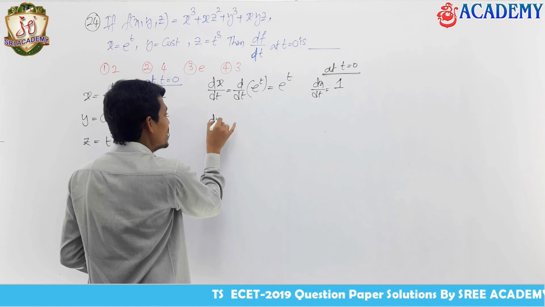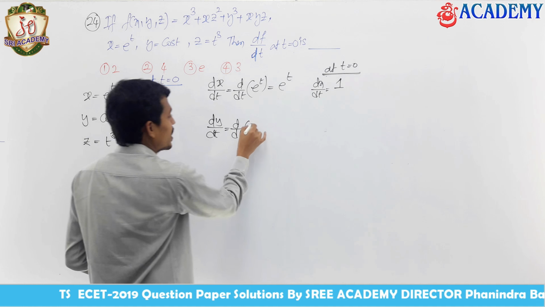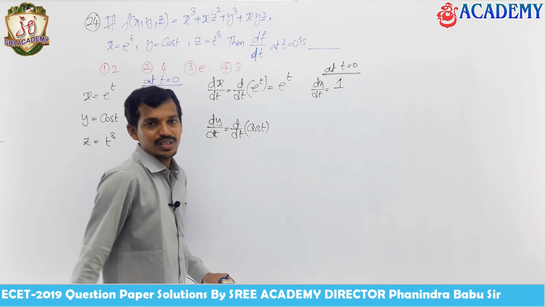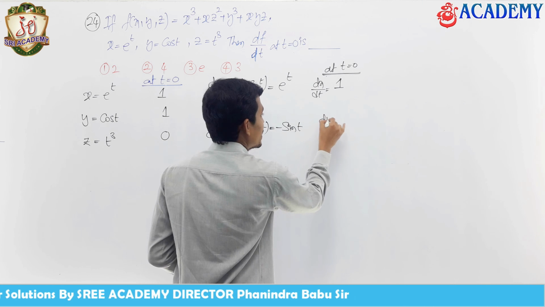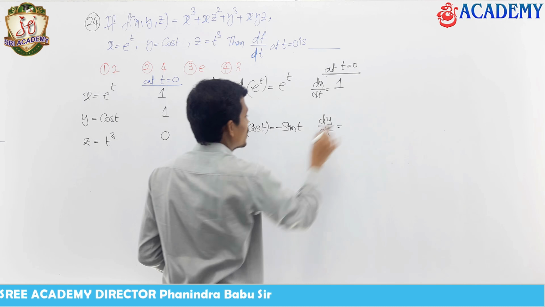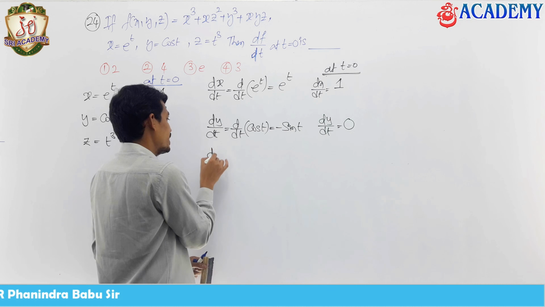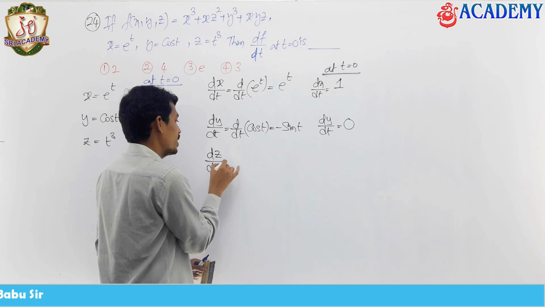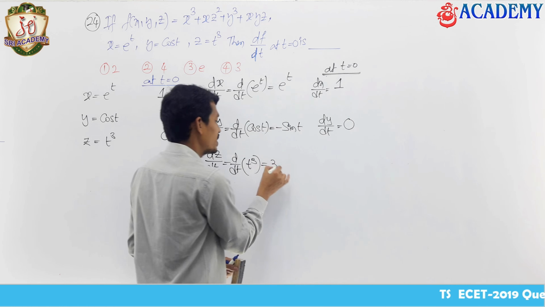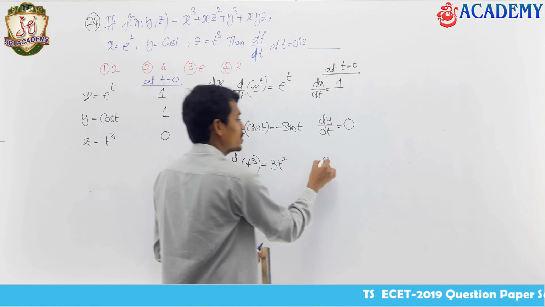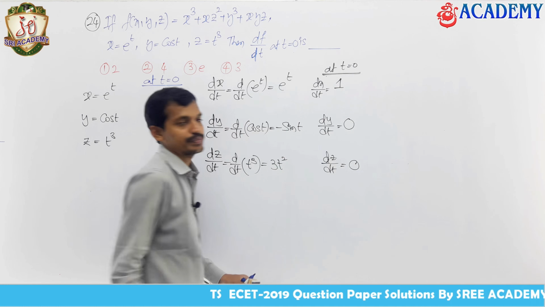Once again, dy by dt, that is d by dt of y, is nothing but what? y is cos t, and the derivative of cos t is minus sin t. That is dy by dt, and at t equal to 0 it is minus sin 0, always 0. Next, dz by dt: d by dt of z, which is t cube, is 3t square. At t equal to 0, dz by dt is 3 into 0, which is 0.